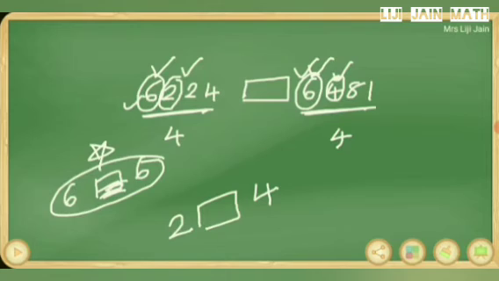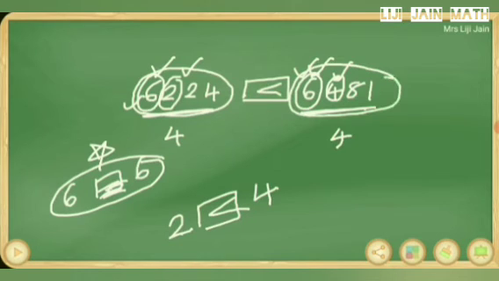So what we have to do? Now we can compare 2 and 4. Which one is greater? Which one is smaller? Yeah, we all know 2 is less than 4. Since 2 is less than 4, what can we conclude? Yeah, we can say that the number 6224 is less than 6481. Have you understood the concept?